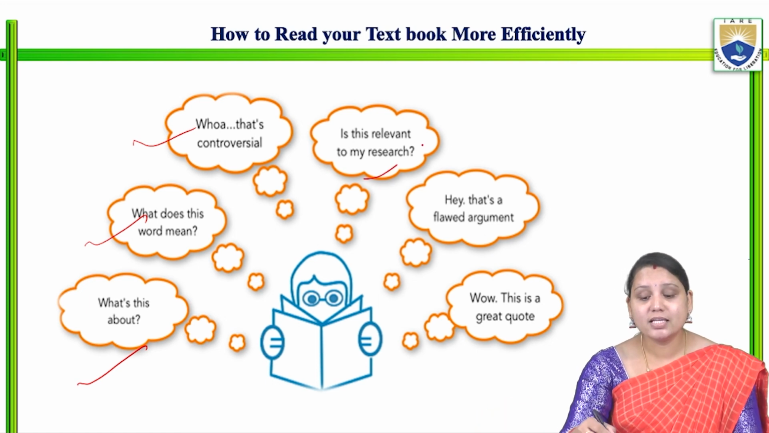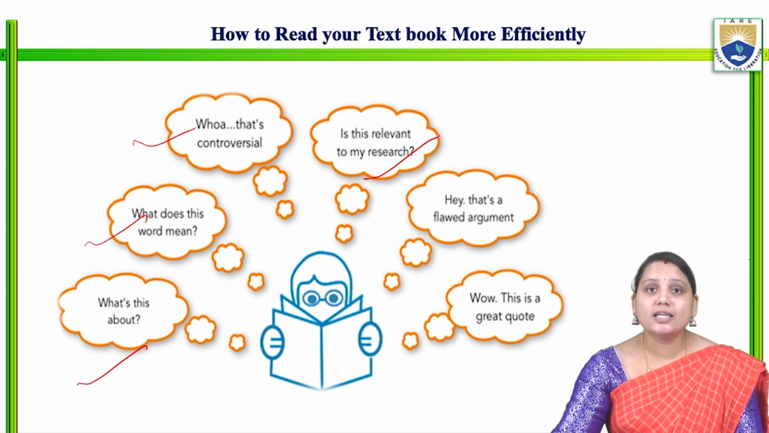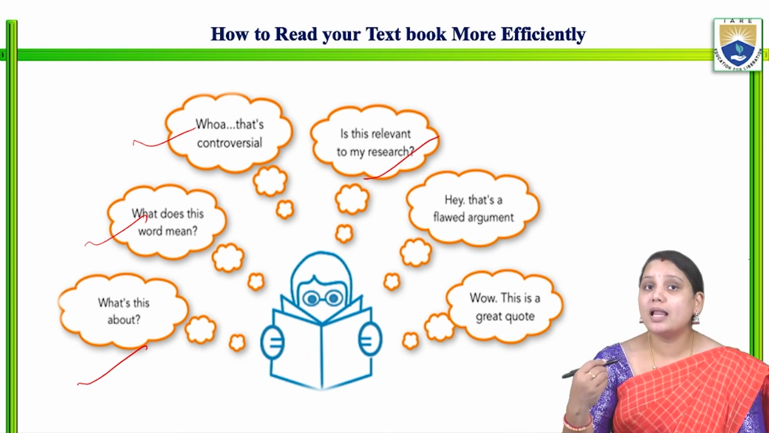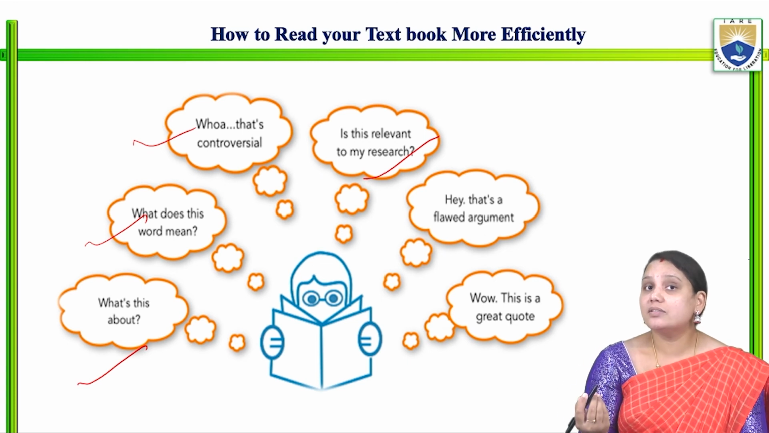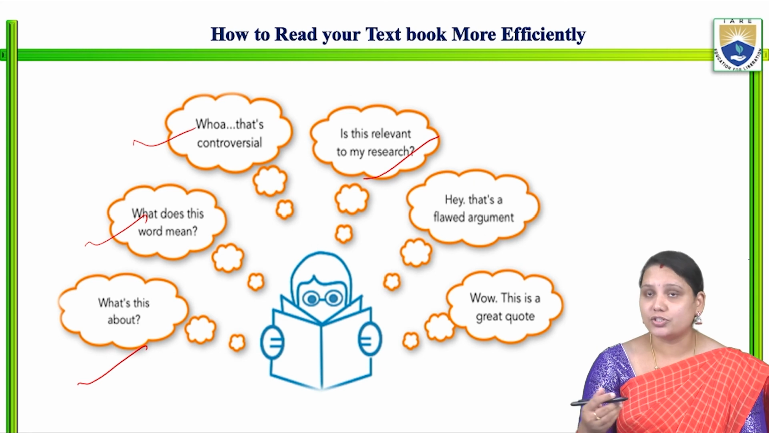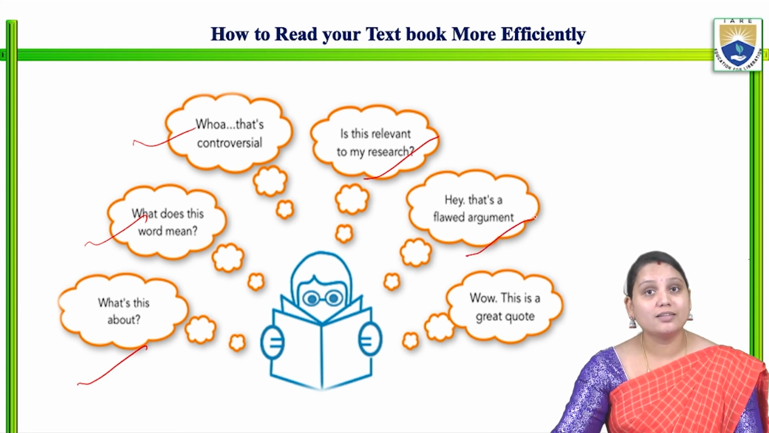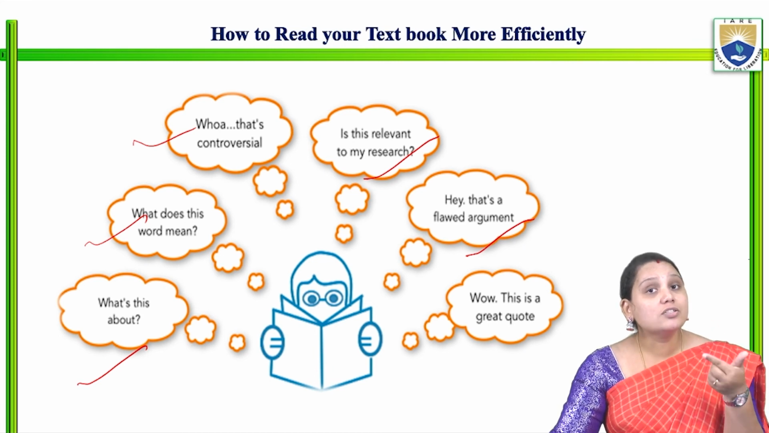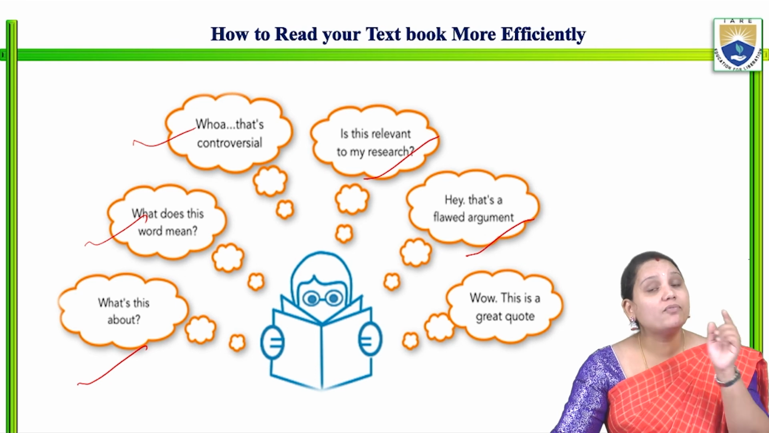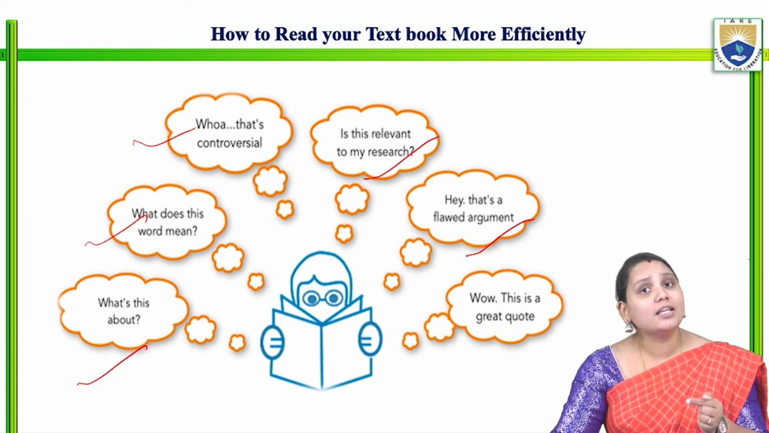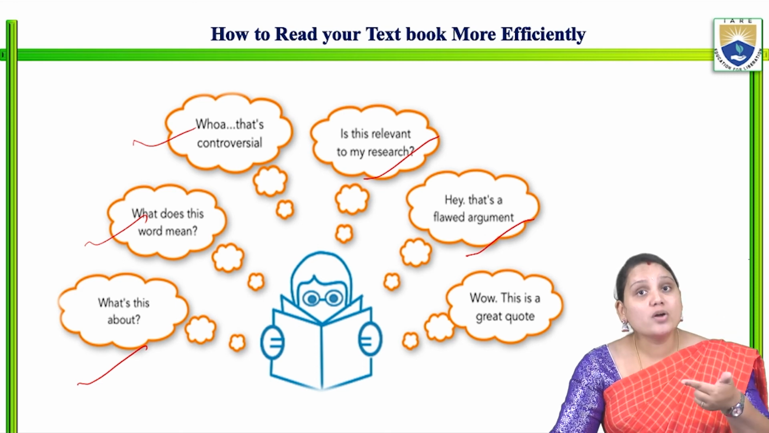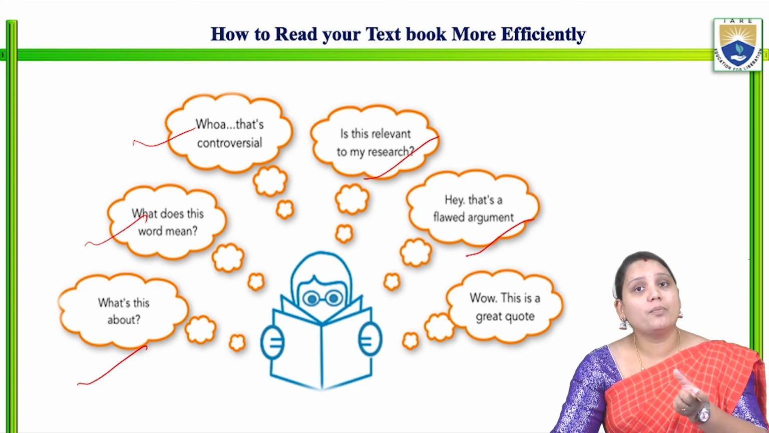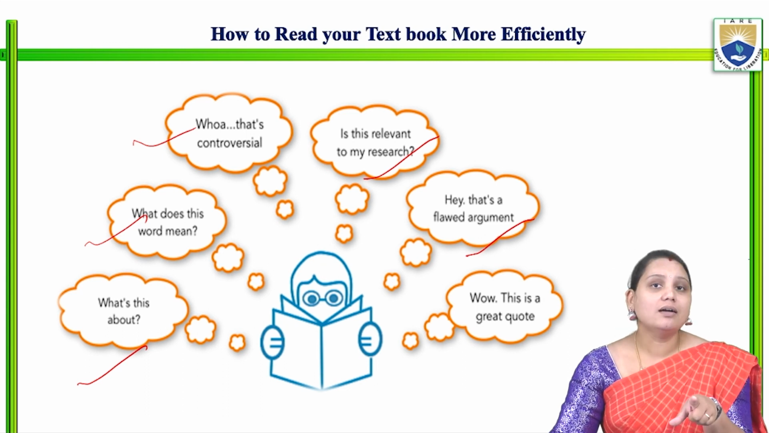Okay? Next, is this relevant to my research? If you are taking up a topic, is this textbook helping me to understand the topic which is relevant to me in the research? Next, hey, that's a flawed argument. That means even sometimes you will find something which is not right. You can also have the interest of solving that problem. Why? If this is a false statement, is it included in the textbook? Why? What is the reason? You will have that notion of creating answers to the questions which will be created in your brain instinctively while reading the textbooks.